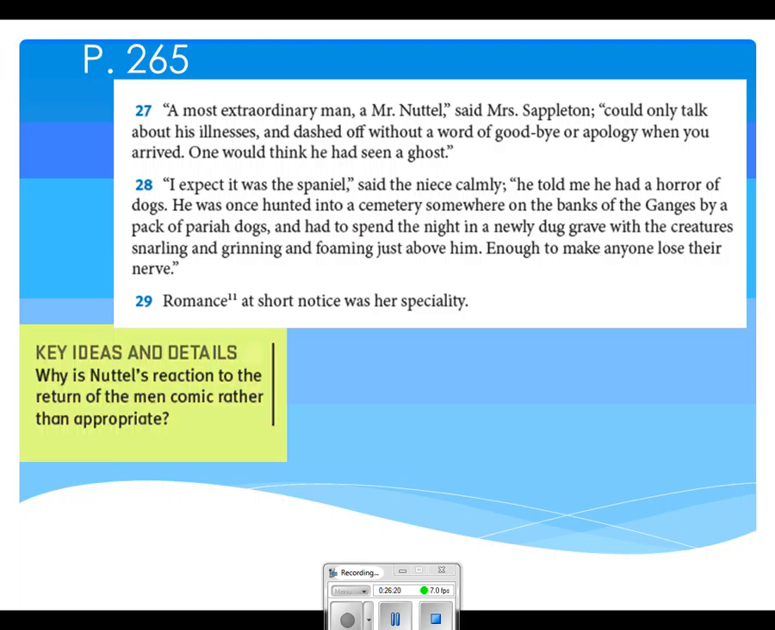So, the last part of the key idea and detail, the last question on page 264. Why is his reaction more comic than appropriate? So the way he ran for the hills, escaping doom.